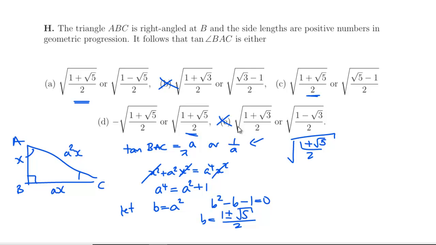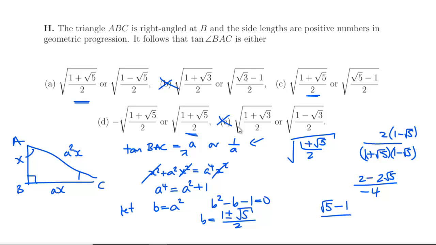But it's got to be this 1 over a then. So we need to do 1 over this thing. If we do 1 over it, we're getting 2 over 1 plus root 5. So we're going to want to multiply top and bottom by 1 minus root 5. So we're going to have 2 minus 2 root 5 on top, and on the bottom we're getting 1 minus 5, so minus 4. So we're getting root 5 minus 1 over 2, and then square root all of that.